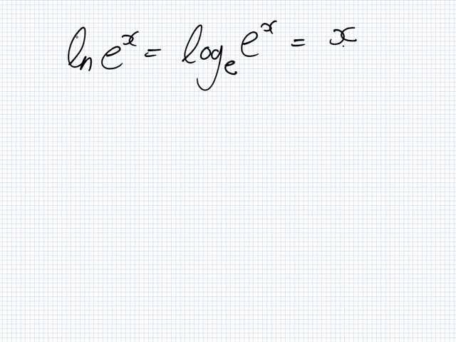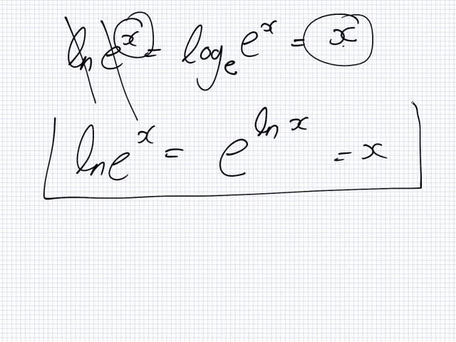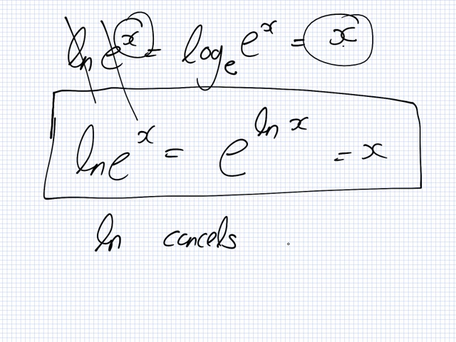So basically my point is natural log and e can cancel just to leave x. But the opposite is also true by the same logic. e and natural log together can cancel to make x. So if you didn't know, you might want to write it down: ln cancels e, and e cancels ln.